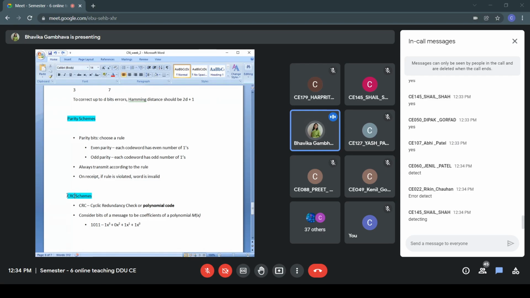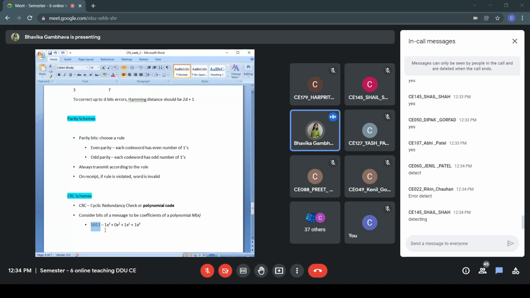CRC is also known as a polynomial code. If we are given the equation x raised to 3 plus x plus 1, that means x raised to 3, so we'll be keeping 1 here, x, so we'll be keeping 1, and 1, so we'll be keeping 1. And the term which is not present, of course, the coefficient is 0, so you'll be writing 1 0 1 1. So that is the polynomial in this case.